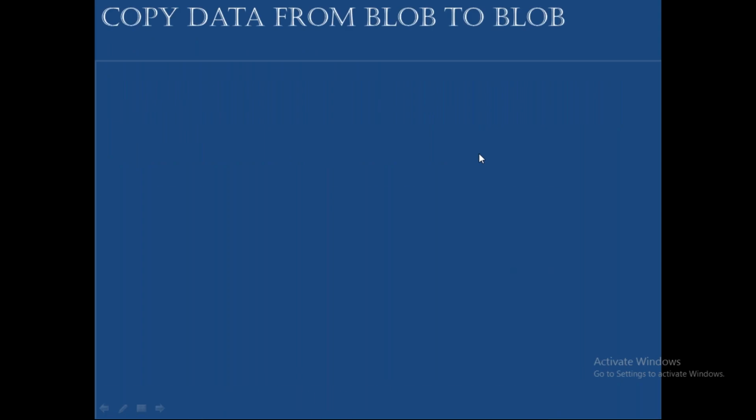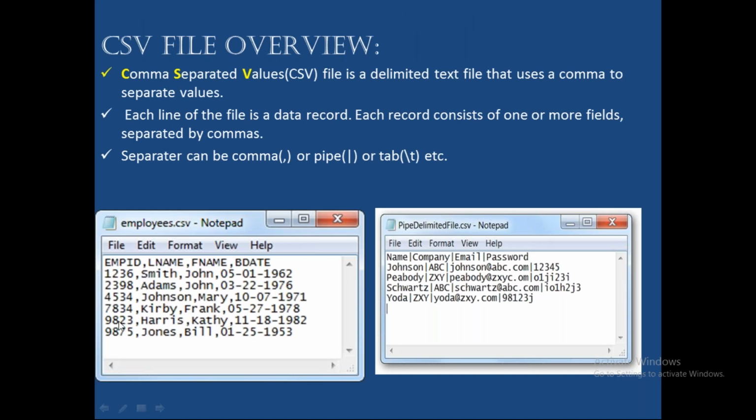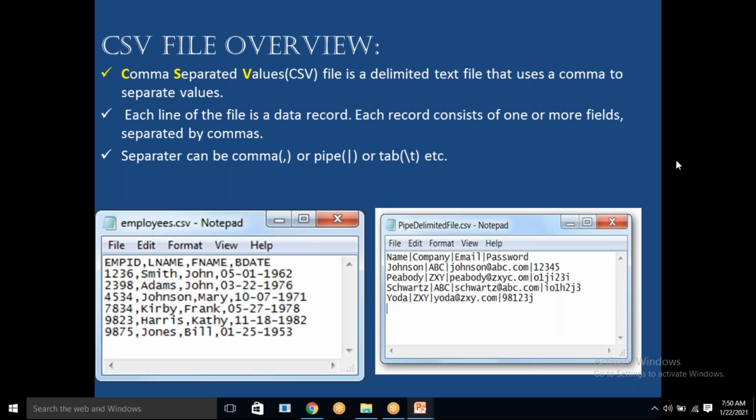Next, copy data from blob. Can it be a mixture of commas and pipes both? Yes, that is called a double delimiter. You can have both as well. How it will be: if you put comma and pipe both at once, employee ID comma pipe, L name comma pipe, F name comma pipe, B date, something like that. That is called a double delimiter.